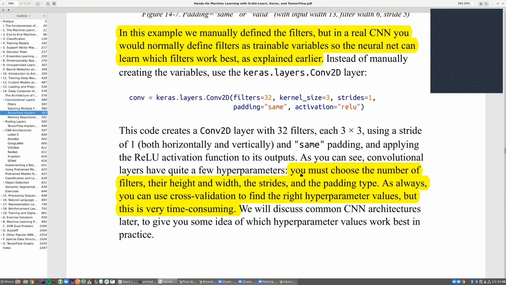Here they're saying that you must choose the filter's height and width, strides and padding. So the stride, the padding, and the number of filters are not learned. You have to define these, unfortunately. But the actual weights within the filters will be learned.